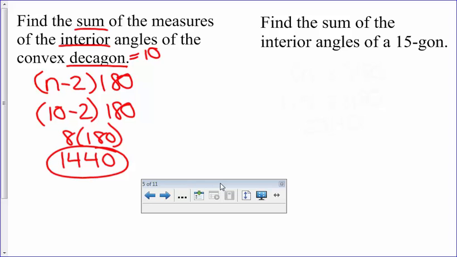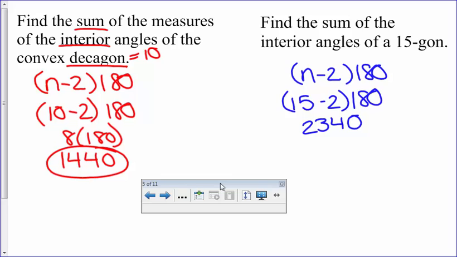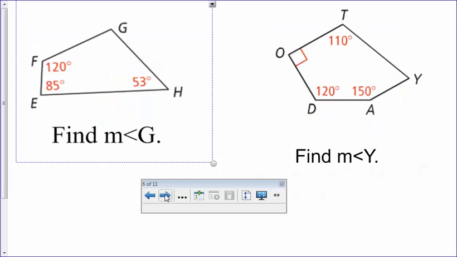Find the sum of the interior angles of a 15-gon. All right, so once again, the keywords are sum of the interior and 15. You should have gotten 2,340. All right, moving right along.